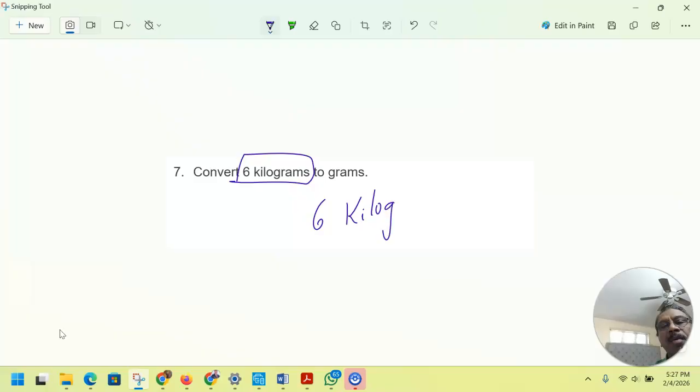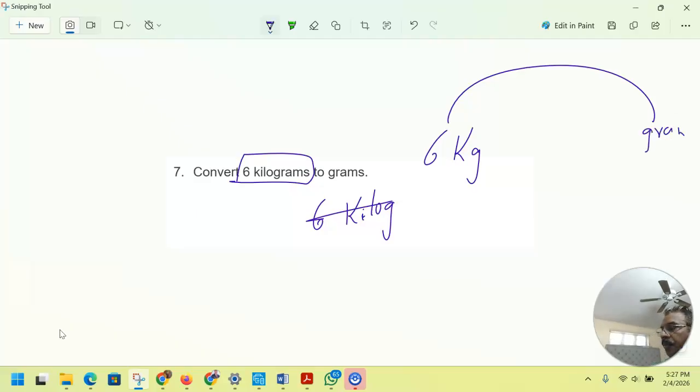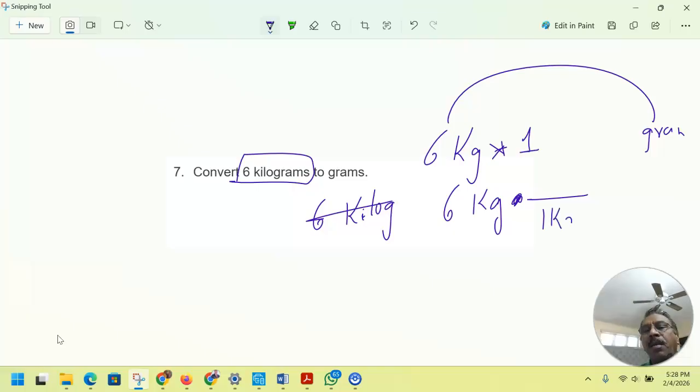Kilograms. You want to convert kg. Instead of 6 kg, I want to convert to grams. So to convert this, 6 kg multiplied by 1, right? So basically it is 6 kg, and 1 kg is 1000 grams. This is in the metric system. This is grams. Okay?